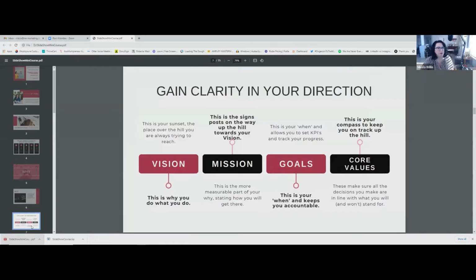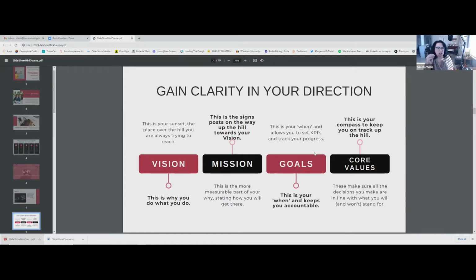Okay. Now, this is where we go through, and we can work through getting you clarity in that direction for your business. Because once you have that clarity, you will remember exactly what it is you're thinking about when you create content. Where am I going? What lights me up? And what difference do I want to see in the world? So gaining clarity in your direction, your vision.